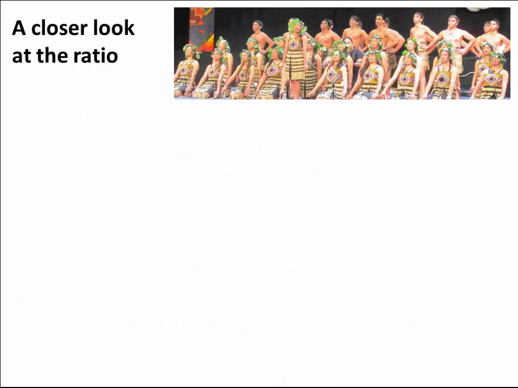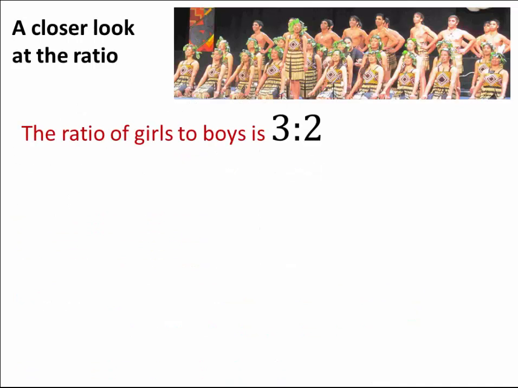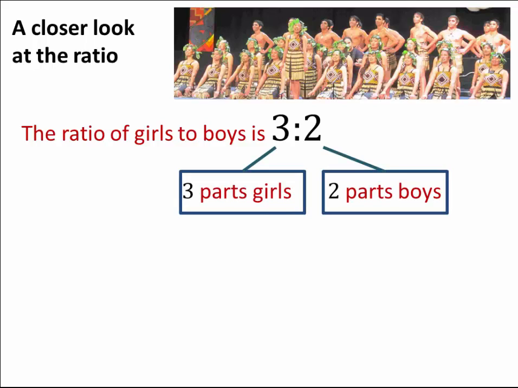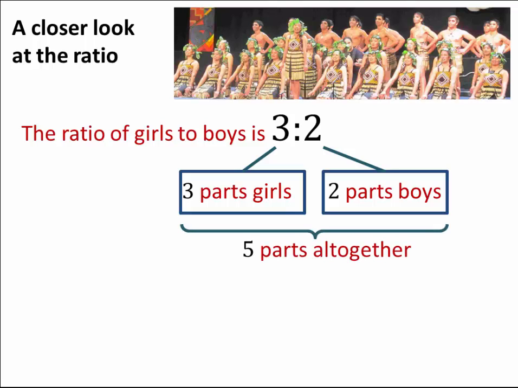Now if we take a closer look at that ratio, the ratio of girls to boys is 3:2. That means there are 3 parts girls to 2 parts boys. How many parts altogether? Well, 3 plus 2 is 5.